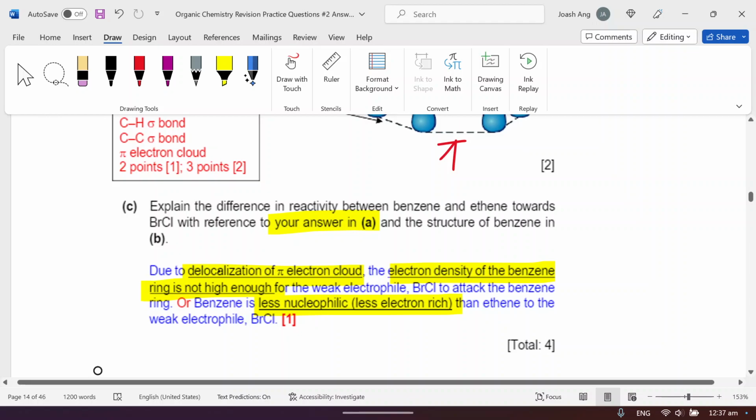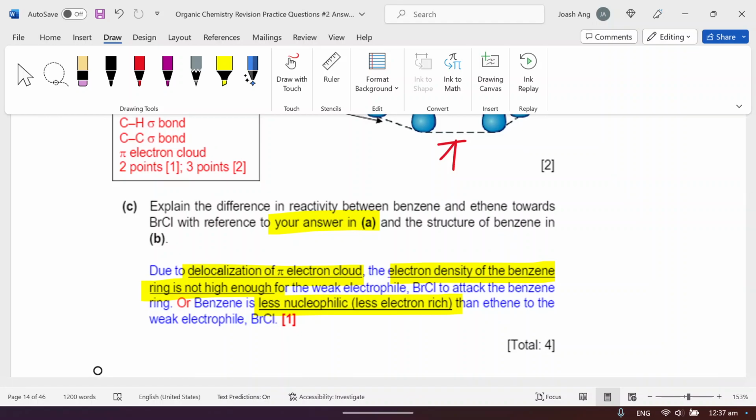The next question: explain the difference in reactivity of benzene and ethene towards BrCl. In my previous video, I talked about benzene being less nucleophilic and less electron rich than alkenes. As long as you give that reason, it should be totally fine. Another point is that due to the delocalization of the pi electron cloud, the electron density of benzene is not high enough for the weak electrophile.